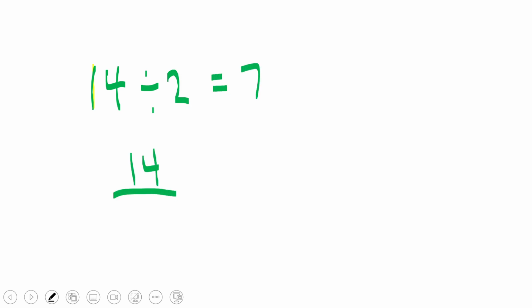So you know 14 divided by 2 equals 7. You can rewrite that as a fraction because a fraction bar is a division symbol. And just like improper fractions go to whole numbers, 14 divided by 2 is also 7.